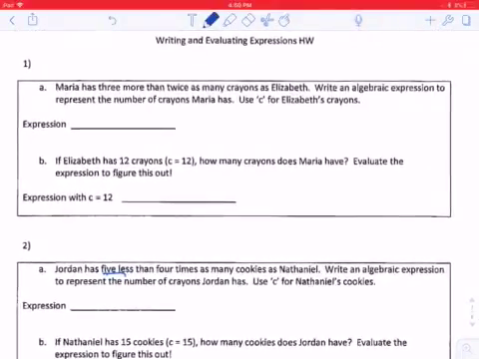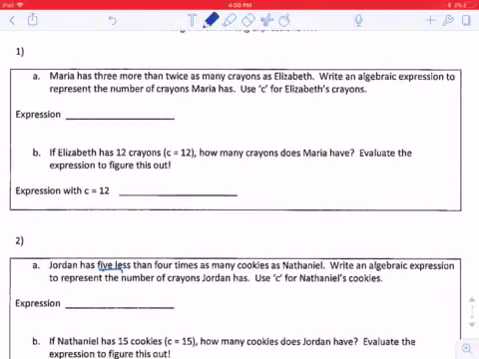They're giving us a story, and then they want us to write our own expression. So it says here that Maria has 3 more than twice as many crayons as Elizabeth. It's a little bit confusing, but we want to write an algebraic expression to represent the number of crayons that Maria has, in terms of Elizabeth's crayons. So I'm thinking of this like this. It says Maria has, right? It says she has 3 more. So that leads me to believe that we're going to add 3 to something. She has 3 more than twice as many crayons as Elizabeth.